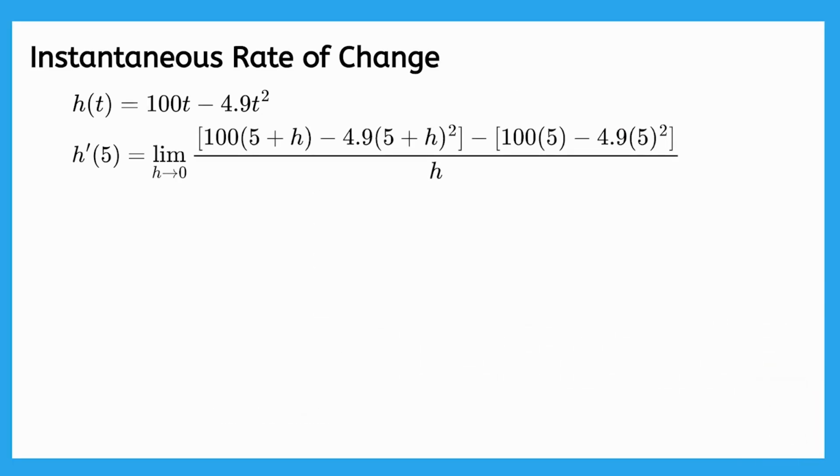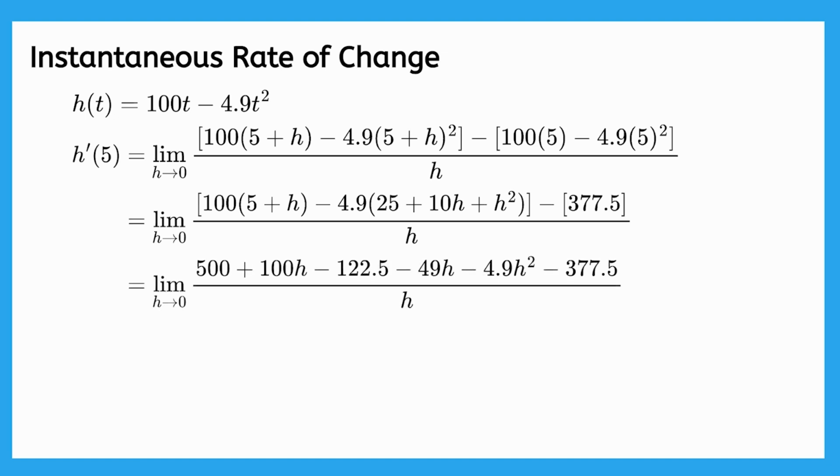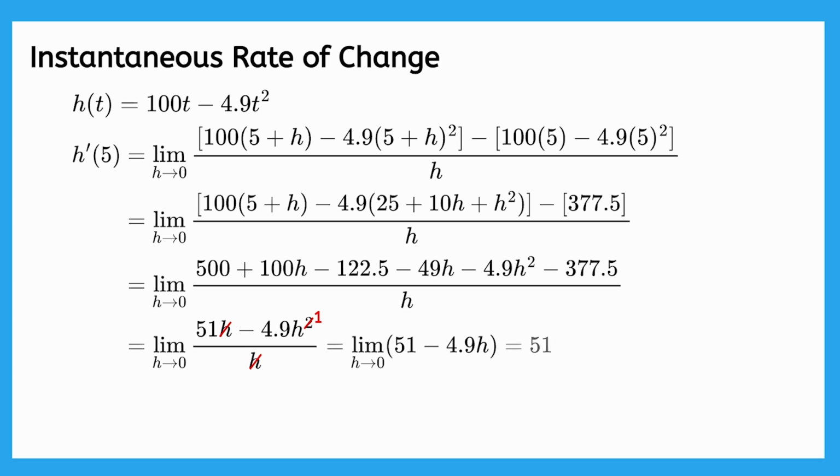First, we set up the h limit with 5 as our determined x value. Expand 5 plus h squared. Distribute. Combine terms. Then use the h in the denominator to cancel an h from each term on top. Now use direct substitution, and we get an answer of 51.